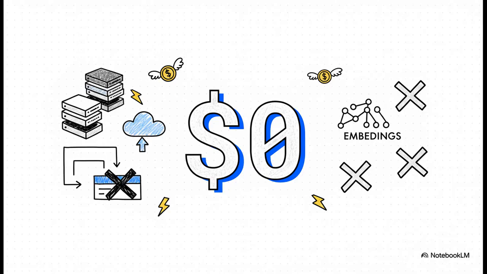Yep, you're seeing that right. Two of the biggest, most annoying ongoing costs of a typical RAG system, storing all that index data and generating embeddings every single time a user asks a question, are now completely free. This just blows the doors wide open for experimentation and for scaling up your projects.